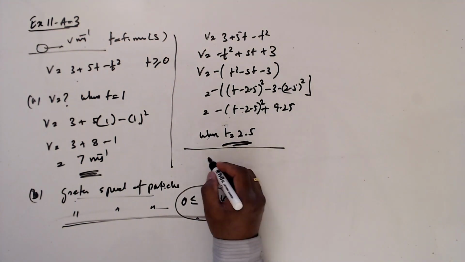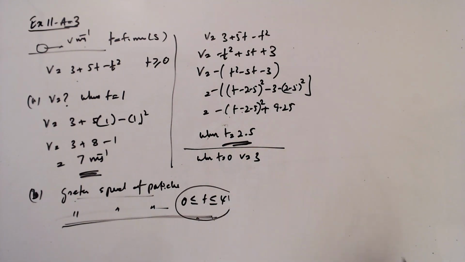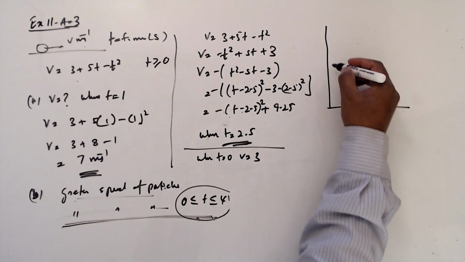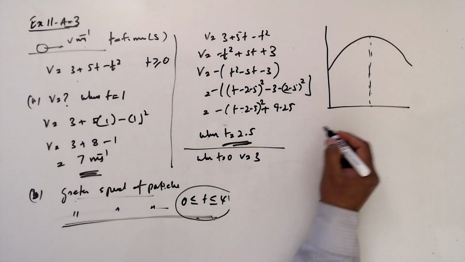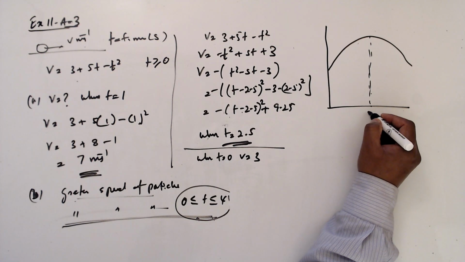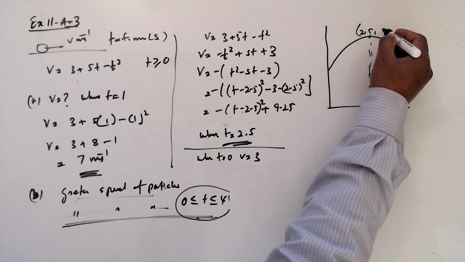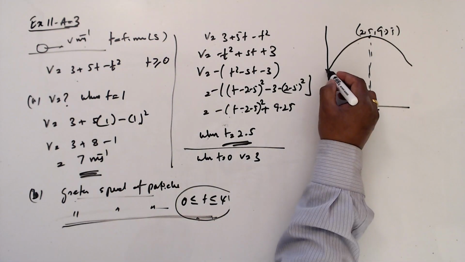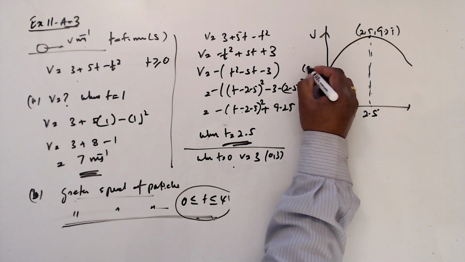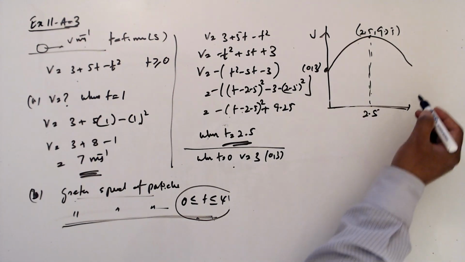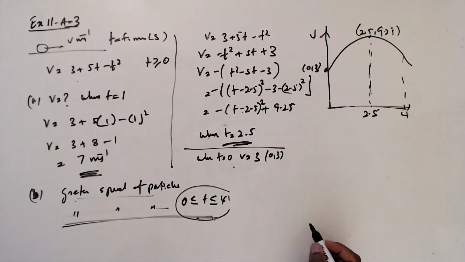Let's find the v-intercept. When t equals 0, v equals 3. So I'm expecting this kind of graph, and it has a maximum. The peak is at 2.5, 9.25, and we found the v-intercept at (0, 3). Then we can tell that this is during the 0 to 4 interval. 4 is somewhere; the maximum is at 2.5.